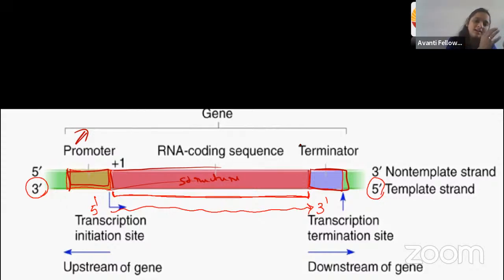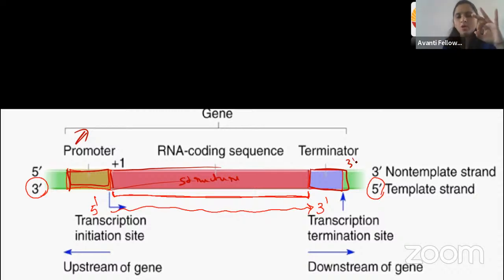So where there is a starting, there should be an ending, right? The same thing happens here. In the promoter side, it will start, whereas in the terminator side, it will stop. So the promoter side will be in the 5' region, and the terminator will always be in the 3' region. Remember, guys, the terminator will be in the 3' region.